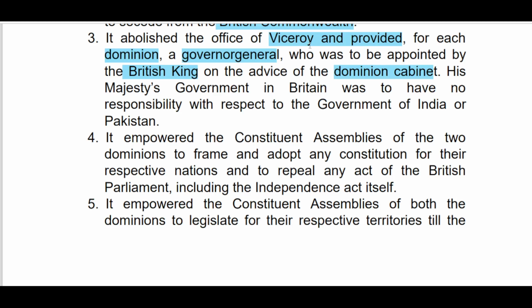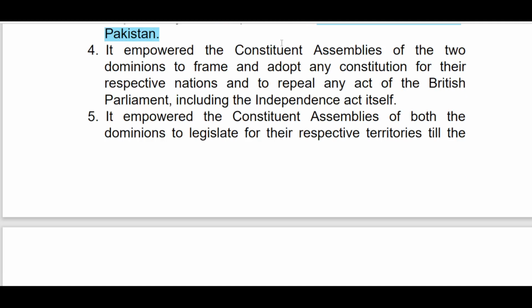So the office of Viceroy was abolished, and for each dominion, that is for India and for Pakistan, instead of the Viceroy, a Governor General was to be appointed by the British King on the advice of the Dominion Cabinet. His Majesty's government in Britain was to have no responsibility with respect to the government of India or Pakistan.